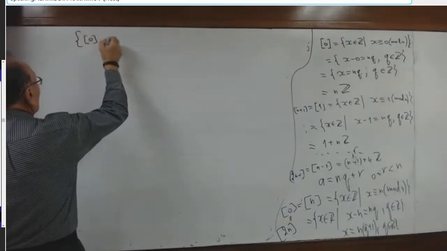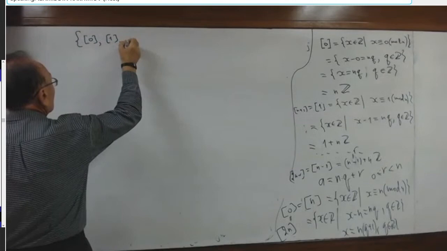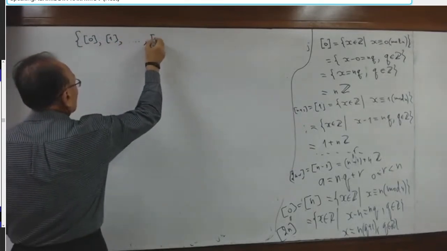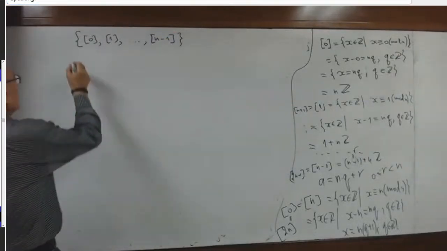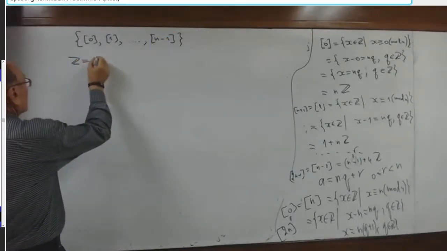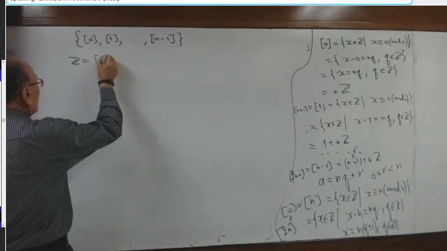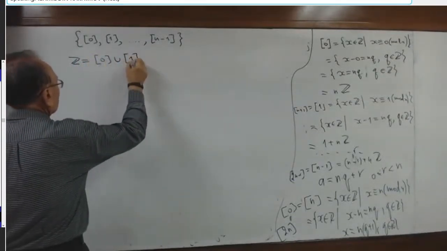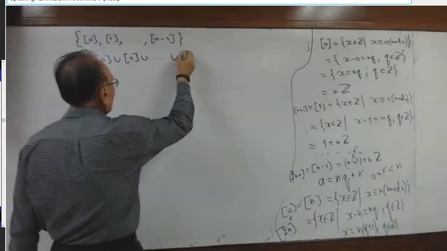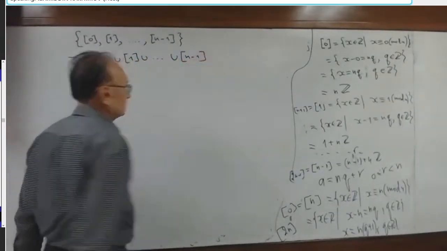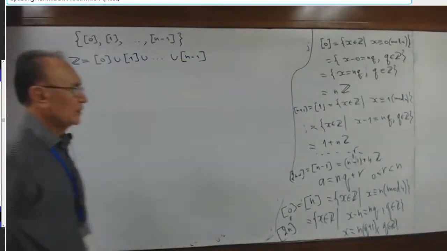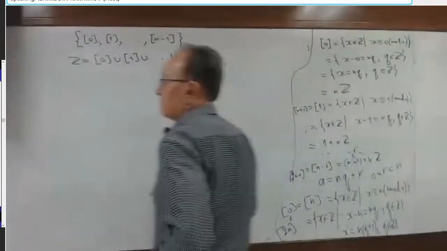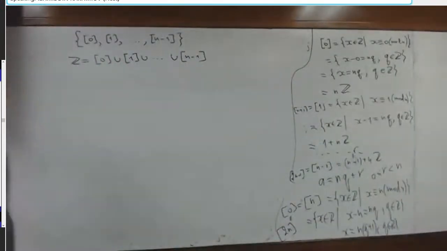Your Z is written as the union of the classes of 0, 1, and up to N minus 1. This is a partition of Z. Okay, but this set has one remarkable property.